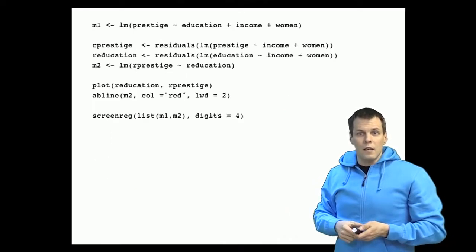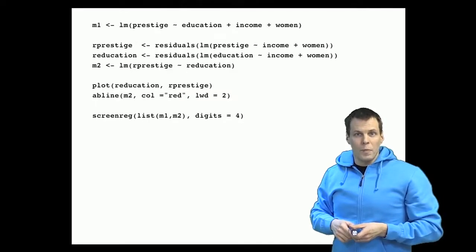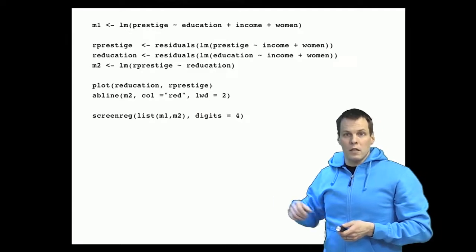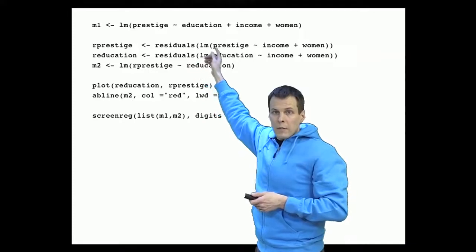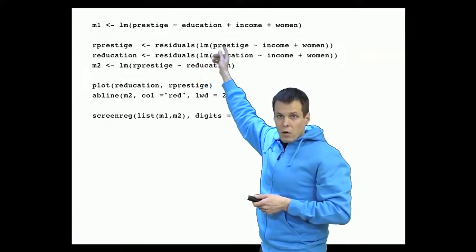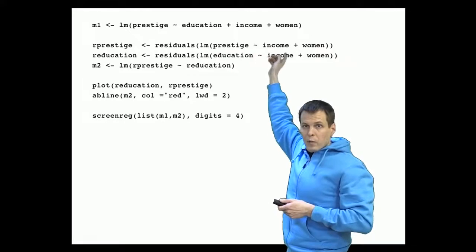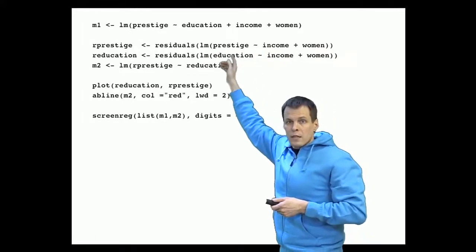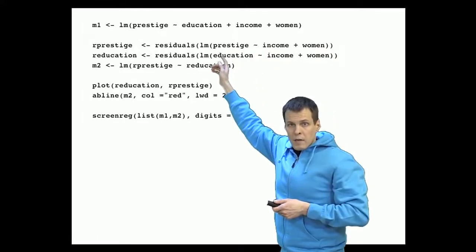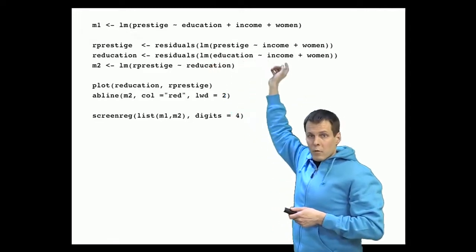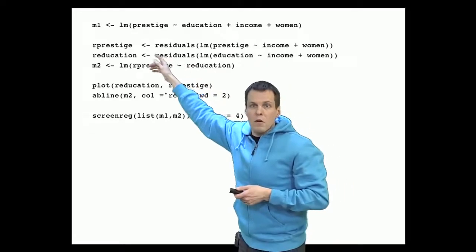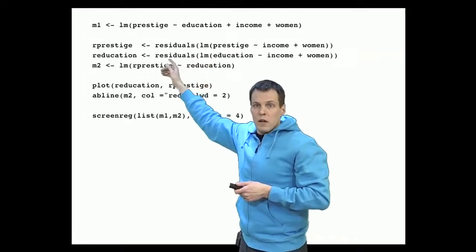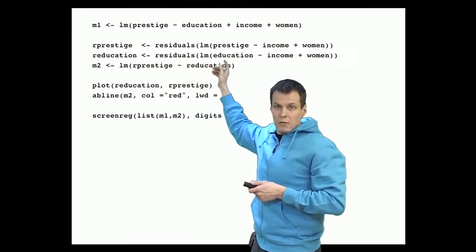So this is R code for my own added variable plot. The idea of the added variable plot is that you first regress one of the independent variables, education, on the other independent variables, income and women here. Then we regress the dependent variable, prestige, on the same other independent variables, excluding education. And then we take the residuals. So we take the residual of this regression analysis here and the residual of this other regression analysis here.